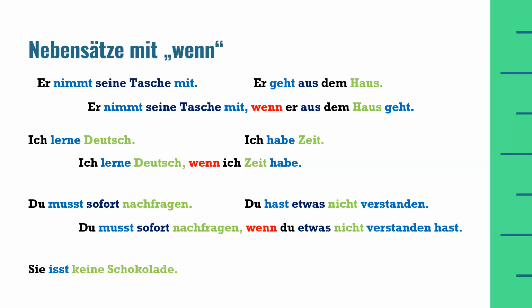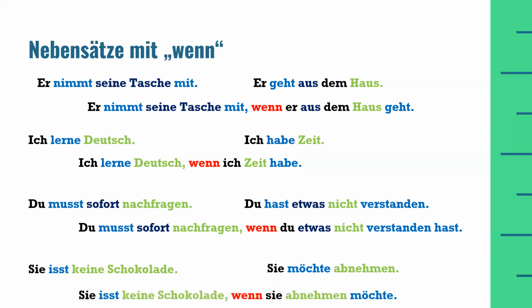Sie isst keine Schokolade. She doesn't eat chocolate. Sie möchte abnehmen. She would like to reduce her weight. Now let's connect these two sentences with the help of the conjunction wenn. Sie isst keine Schokolade. She doesn't eat chocolate. And the Nebensatz will be: wenn sie abnehmen möchte. If she would like to reduce her weight.